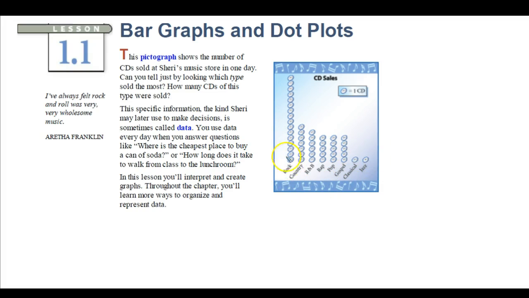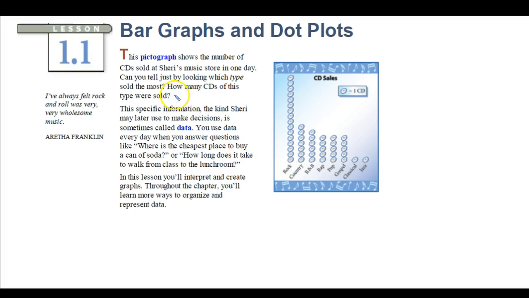But if we look at it this way, this pictograph says we got rock, country, R&B, rap, pop, gospel, classical, and jazz. And notice also that this says one CD. So do we know which one was the most? Well, easily we could tell this is rock because it goes the highest, right? And then how many CDs of this type were sold?